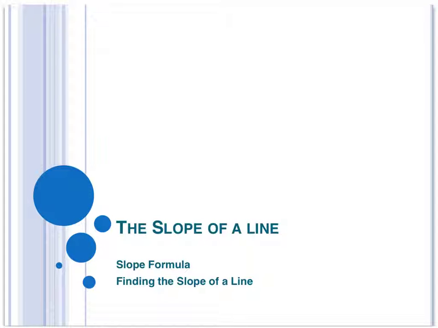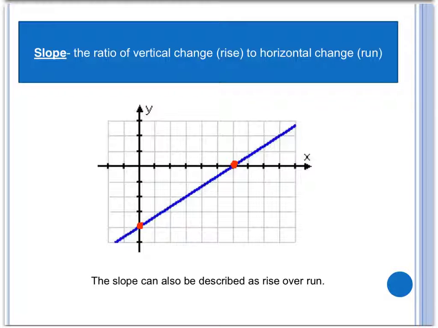This section is on the slope of a line. We will be using the slope formula to find the slope of any given line. The term slope is defined as the ratio of vertical change to horizontal change from any 2 points. It can also be described as rise over run.